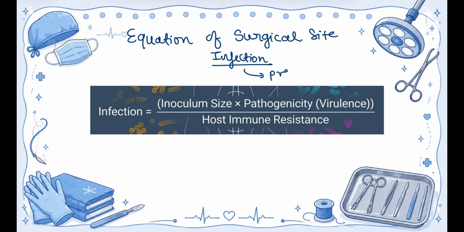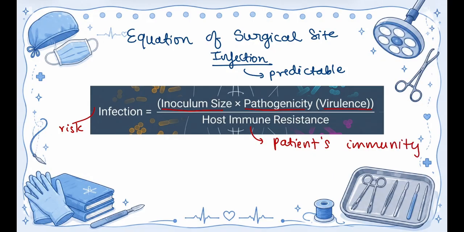An infection is not a random occurrence. It is a strict mathematical relationship. The risk of infection equals the inoculum size multiplied by the pathogen's virulence. This microbial attack force is the top half of our equation. It is then weighed against the bottom half. That bottom half represents the patient's own structural and systemic immune defenses.